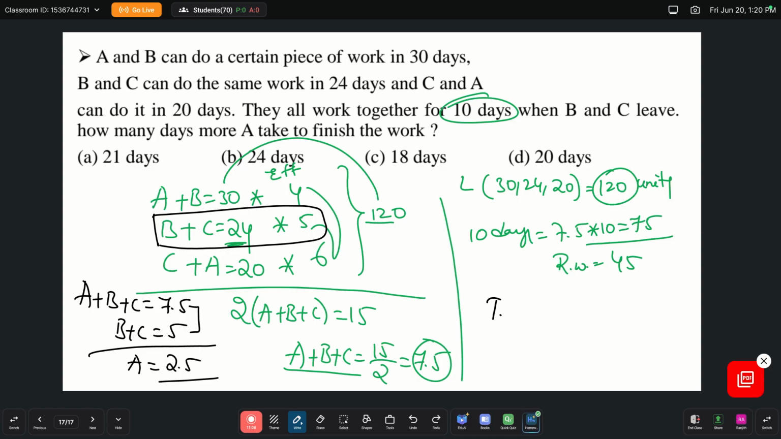So the total parts equal 3 and the remaining parts equal 2 parts. 2 parts equal 50 days, where 1 part equals 25 days. So the total, 3 parts, equals 75 days. B alone can complete the work in 75 days.